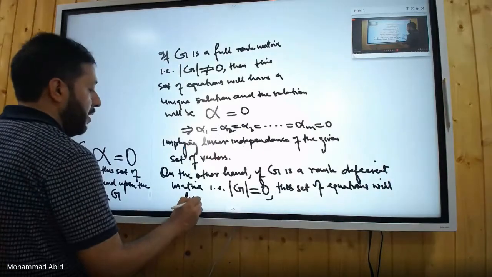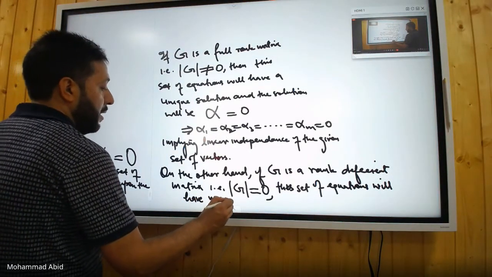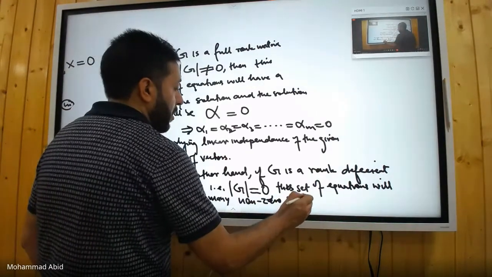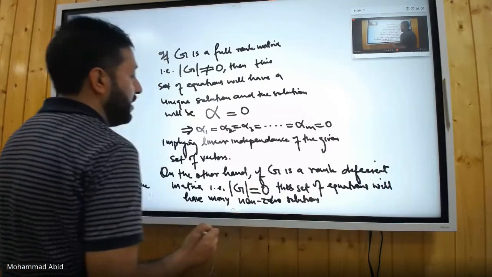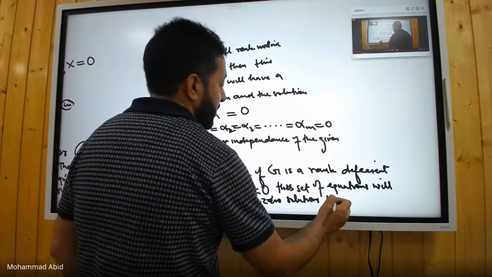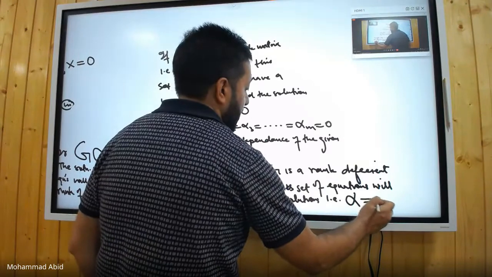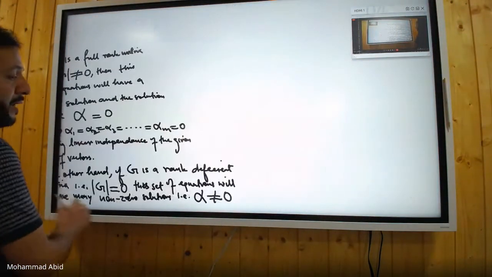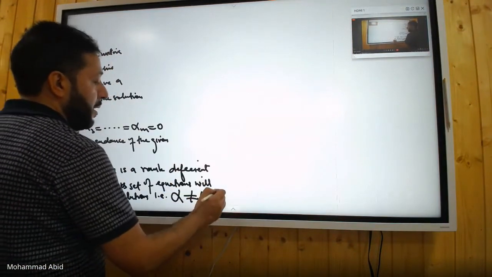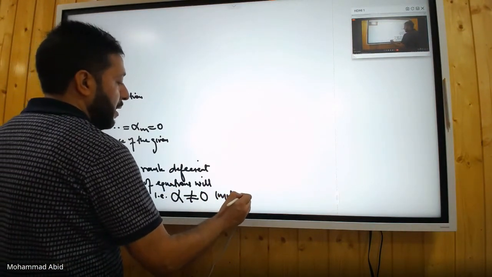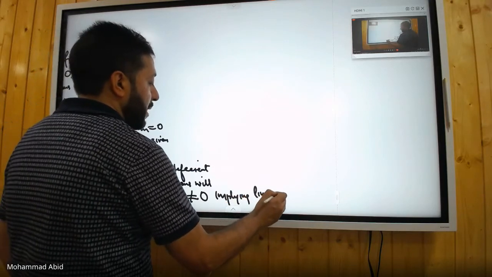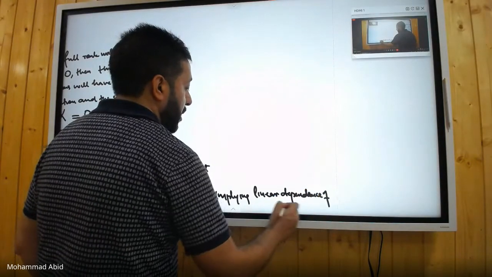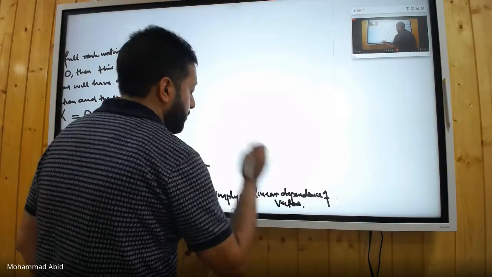Will have many non-zero solutions. Are you getting me? That is, this vector alpha not equal to 0, implying linear dependence of vectors. Are you getting me?